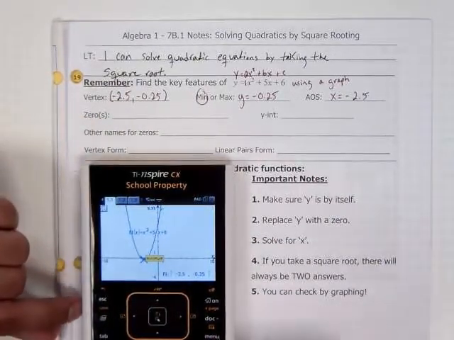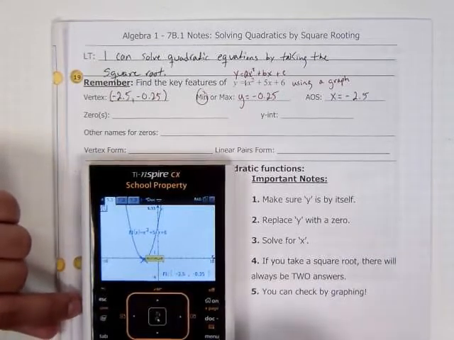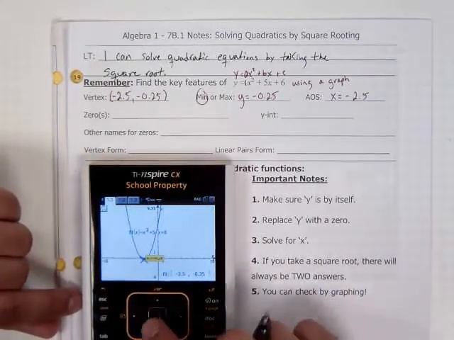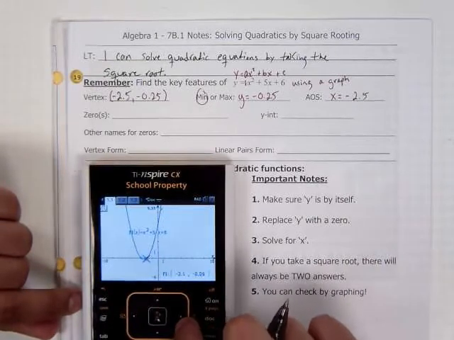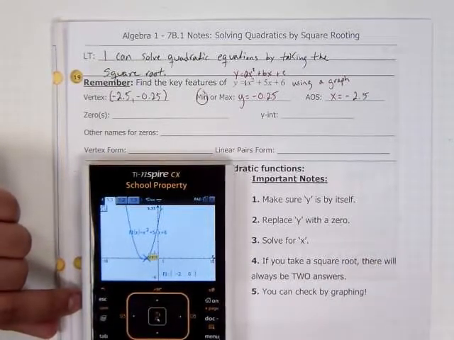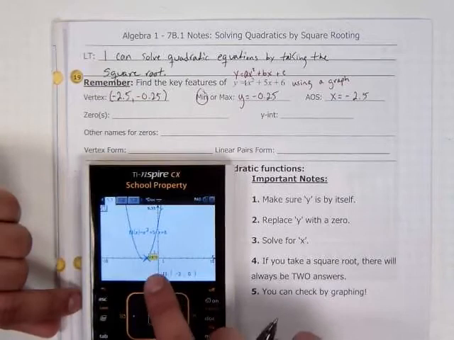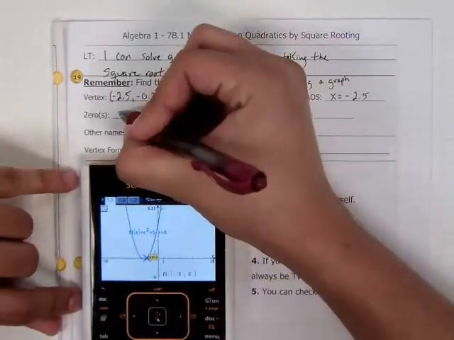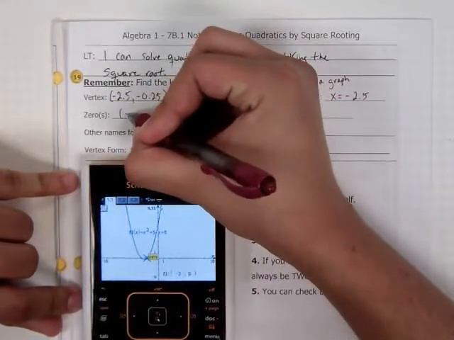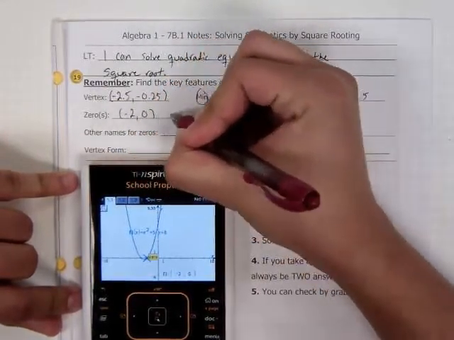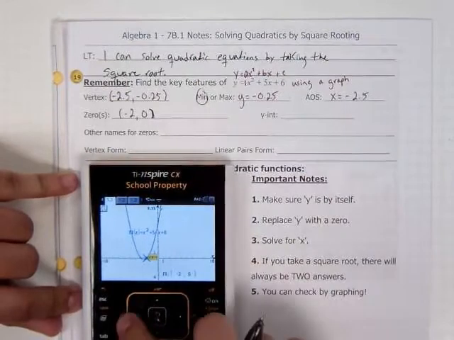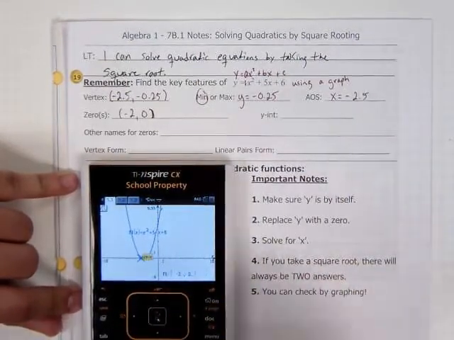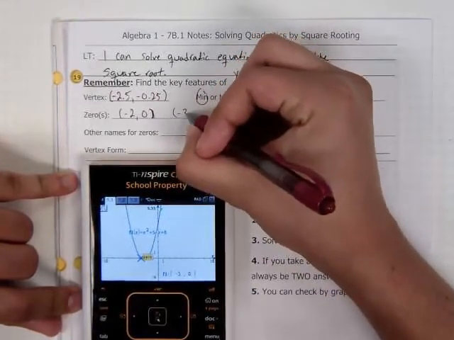Our zeros. Earlier when we were moving along the graph with our trace function, we saw a 0 pop up right there. So a 0 is where this graph crosses the x-axis. One of our zeros is negative 2, 0. And then the other 0 is the other point where it crosses the x-axis. Oops, too far. Negative 3, 0.